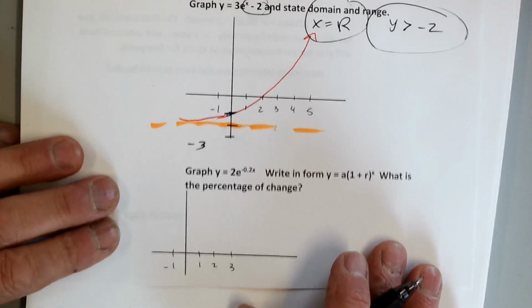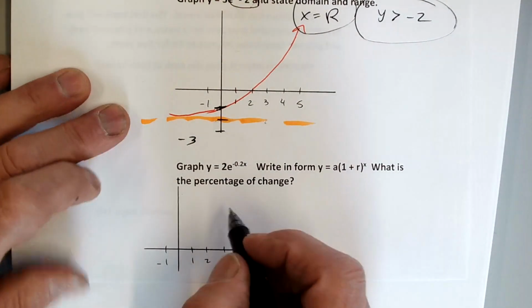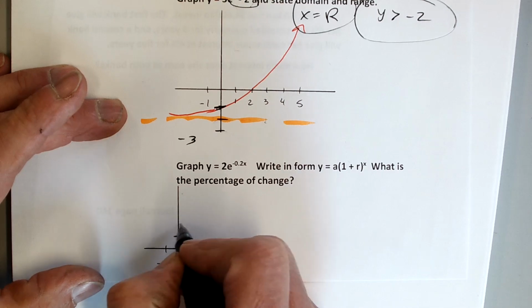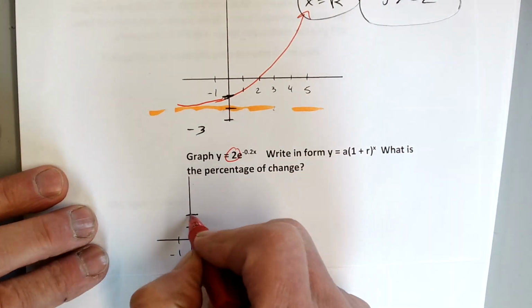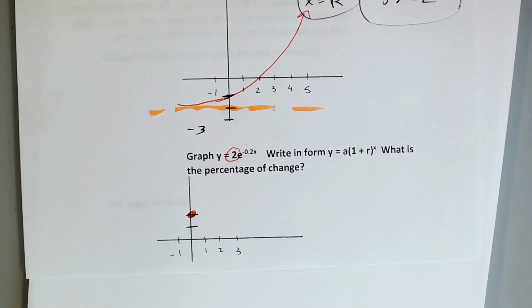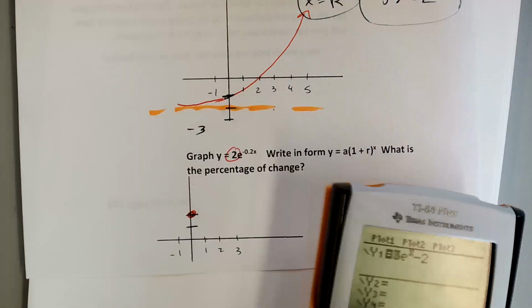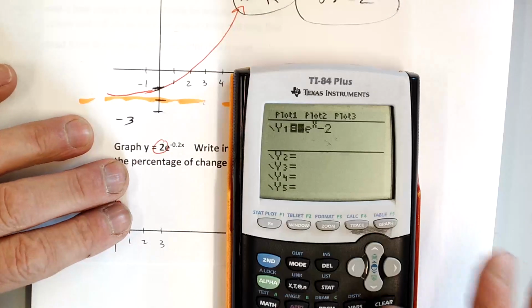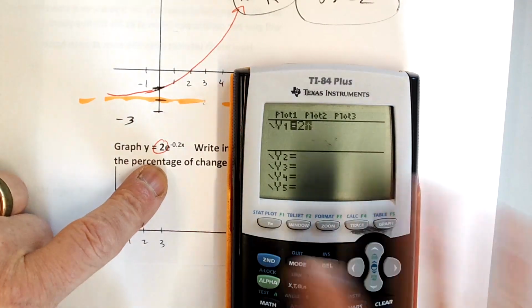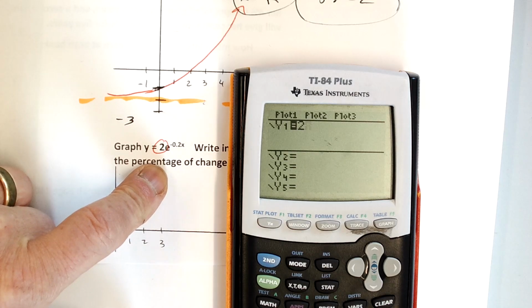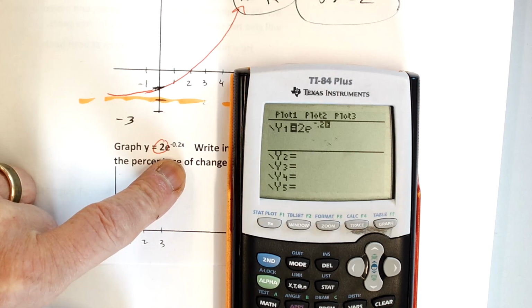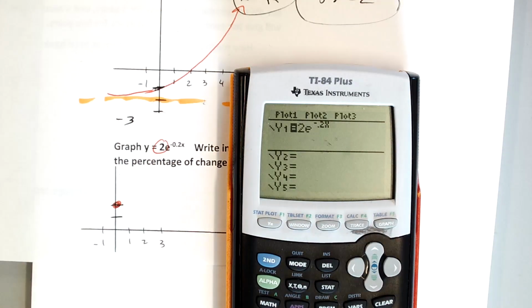Okay, number 3, let's graph. Y equals 2, so for sure I know this, before I even graph this, it's going to go through 2, okay? That's the beginning amount. It has to go through 2. So let me go ahead and see if I can graph this on my calculator. Clear. I'm going to go to my y equals e to the x, which is right there. And I'm going to go to the -0.2 x value, okay?